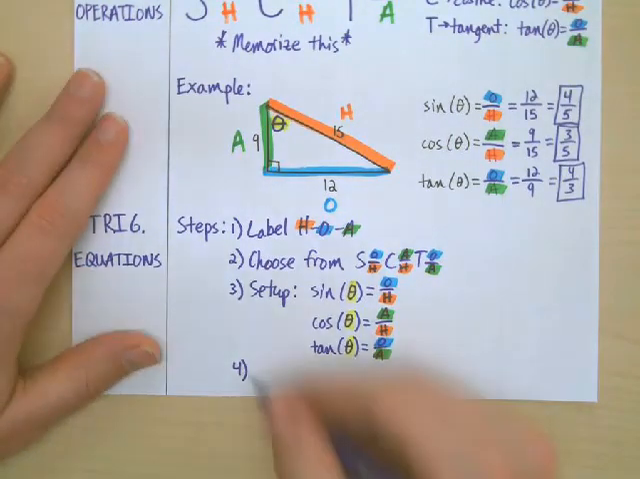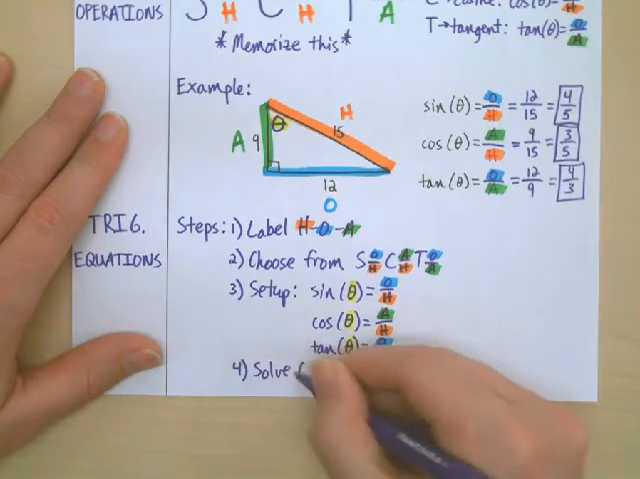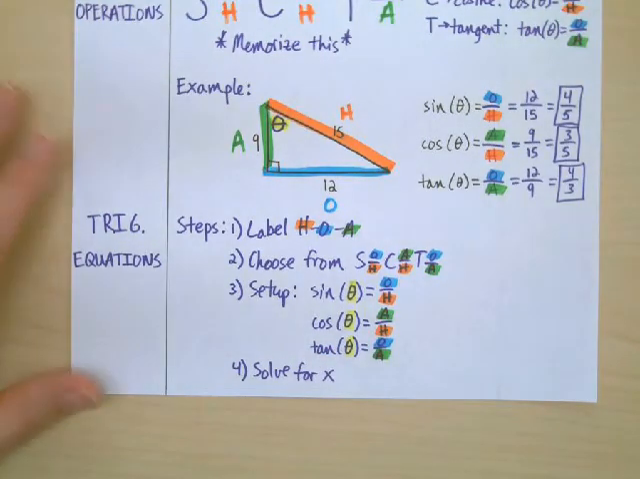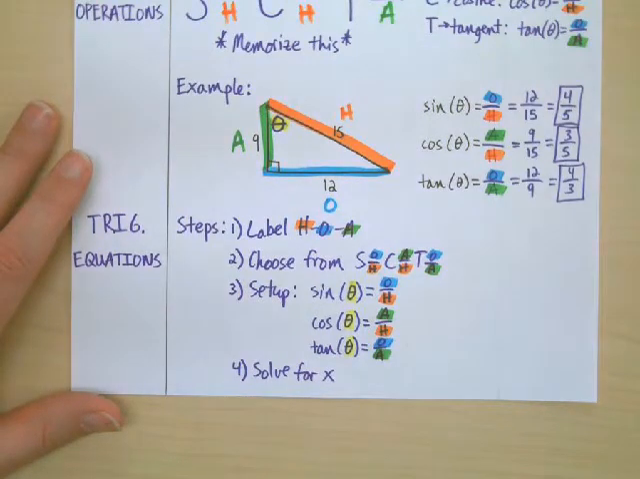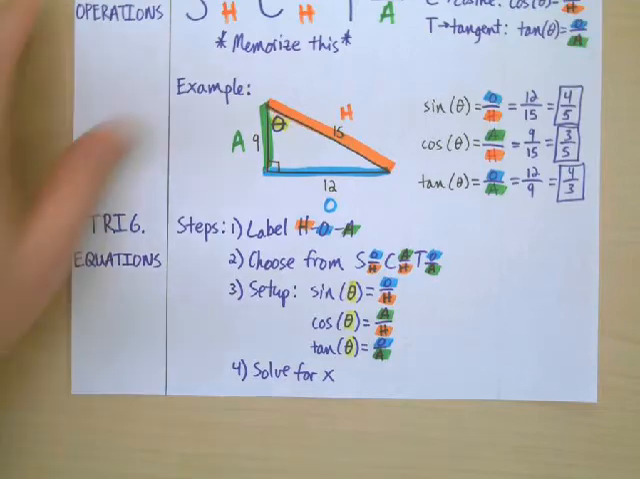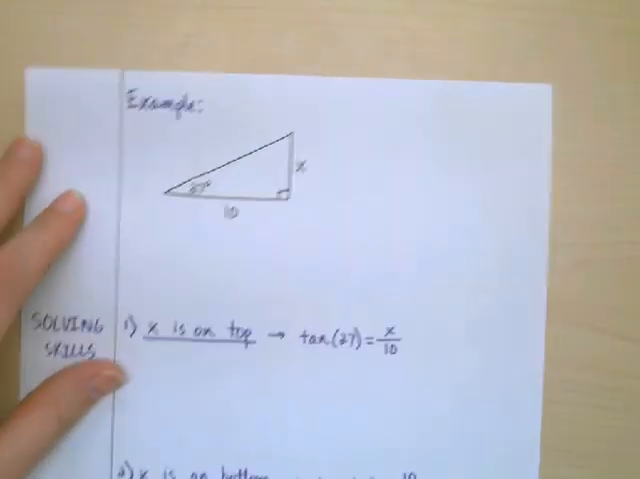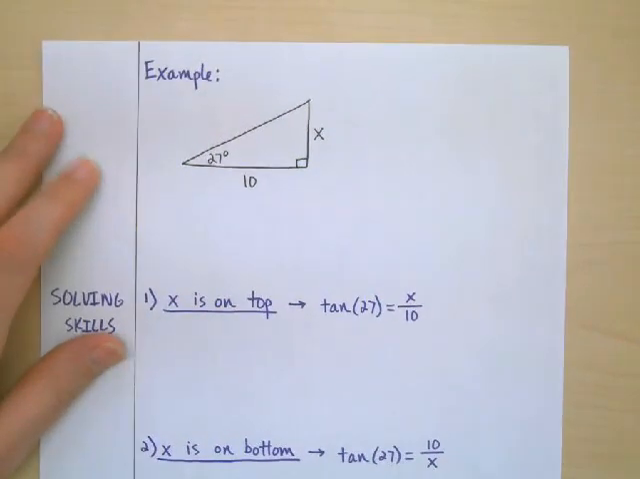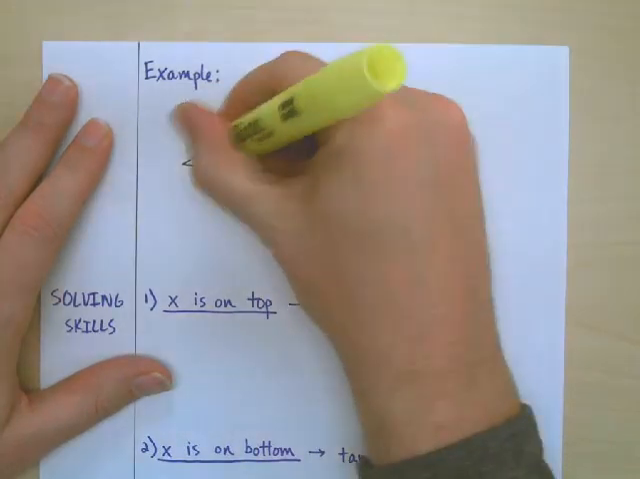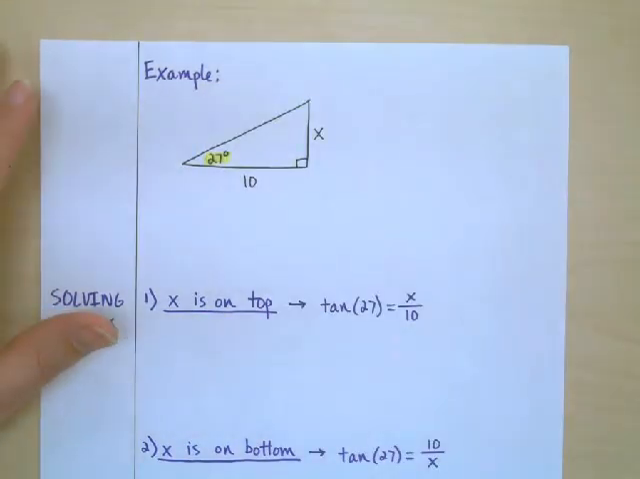Step 4 is to solve for x. So those are the steps that we're going to go through to solve a trig equation. And here's our example. I'm going to start by labeling HOA. So 27 degrees is going to serve as theta.